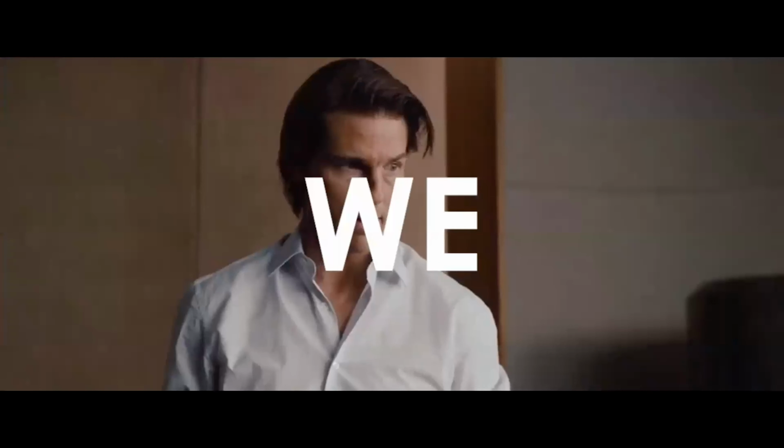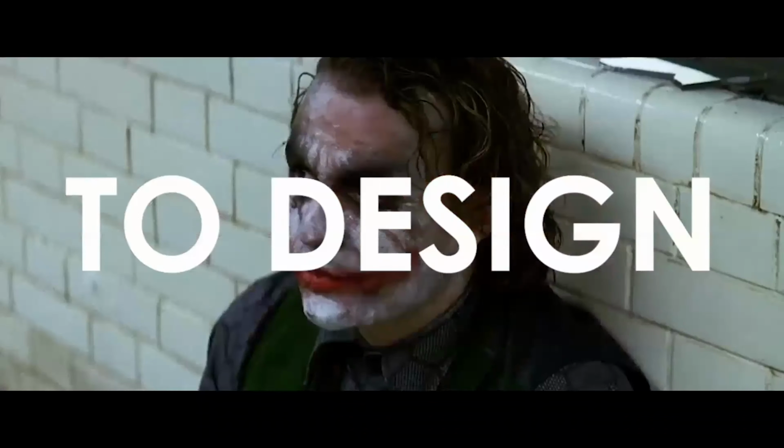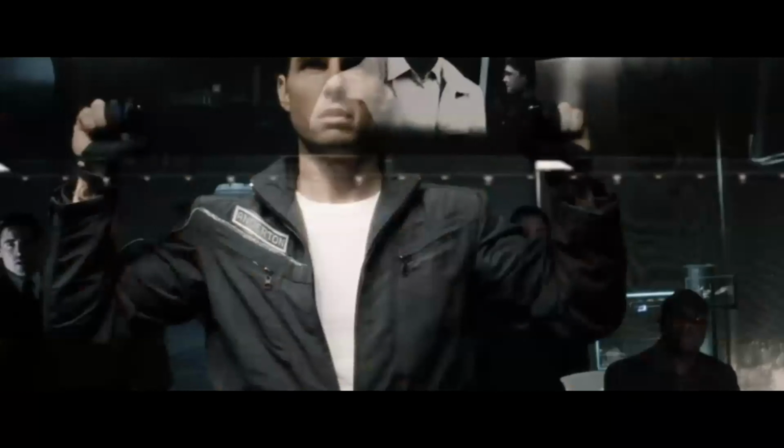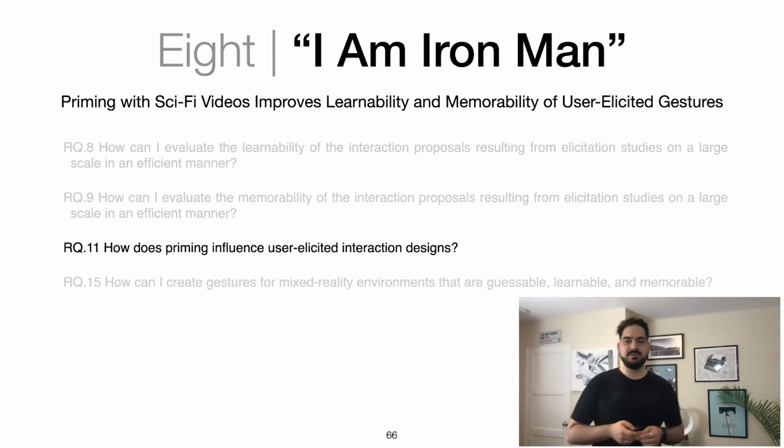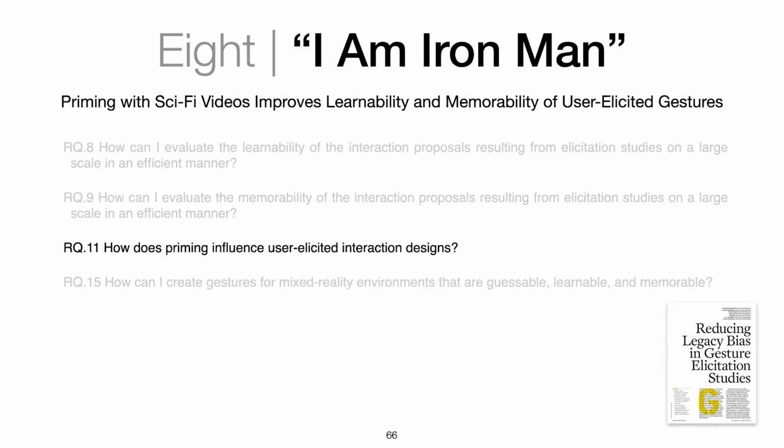What if we used movies to design better technologies? The 8th chapter of my dissertation is titled "I Am Iron Man: Priming with Sci-Fi Videos Improves Learnability and Memorability of User-Elicited Gestures." In this chapter, I set out to explore another one of the legacy bias reduction techniques called priming by asking, how does priming influence user-elicited interaction designs?